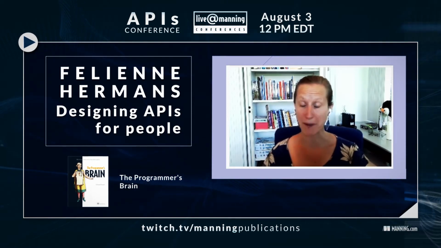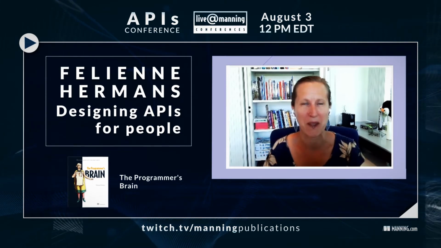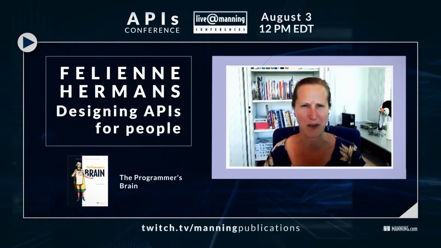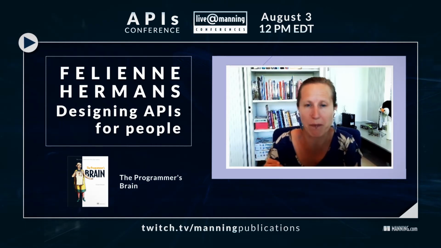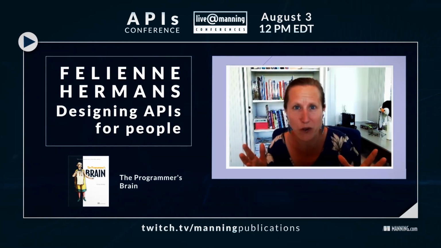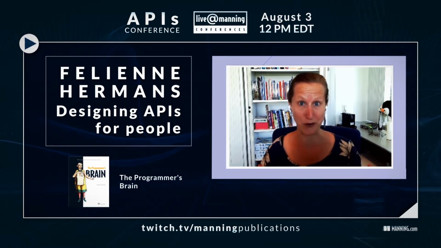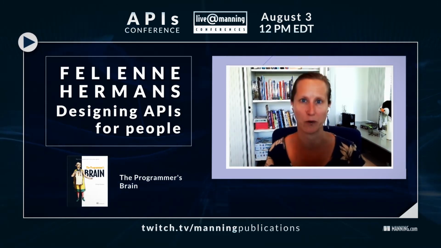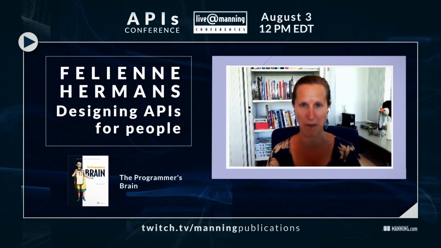And in the Manning API conference, I will talk about how to design an API for people. Because designing an API, you're often thinking about functionality, right? Oh, this feature should be in there. Oh, and I should support this use case. But APIs ultimately are also user interfaces. They're meant for people to use. So in my talk, I'll talk about the cognitive aspects of API design.